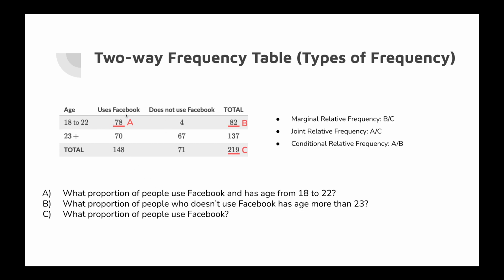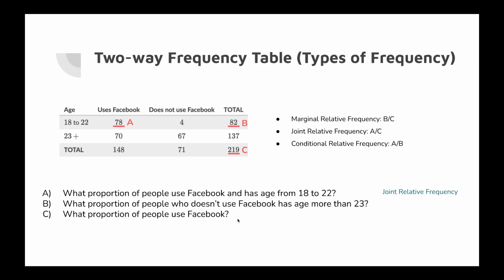So it should be someone who uses Facebook and has an age of 18 to 22. We have 78 of those people in total. So since it's this specific number divided by the entire sum, the type of frequency should be joint relative frequency for A. B, what proportion of people who don't use Facebook have an age of more than 23?